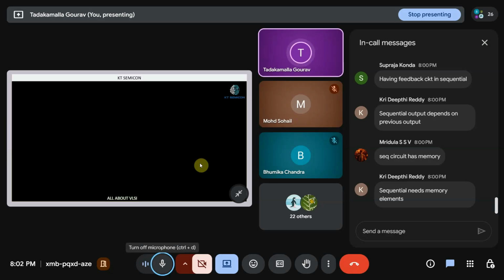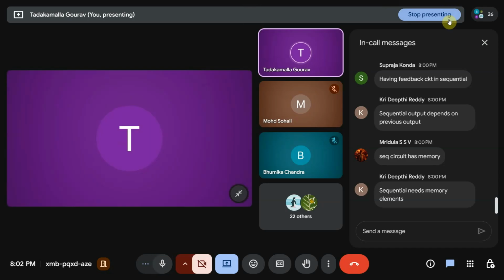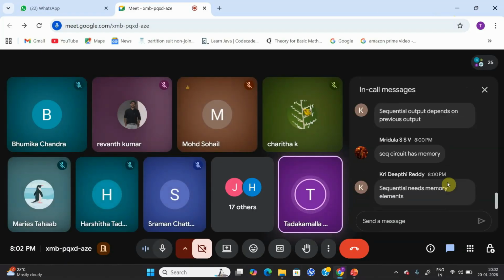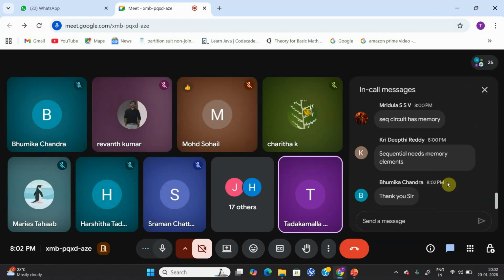So that's about this particular session. If you have any doubts or other queries you want to discuss with me, you can stay and discuss, or else you can leave the session. I hope you have got a clear idea about what LUTs are, and what makes our FPGA reconfigurable this many times.